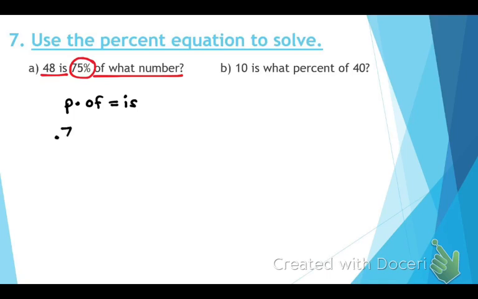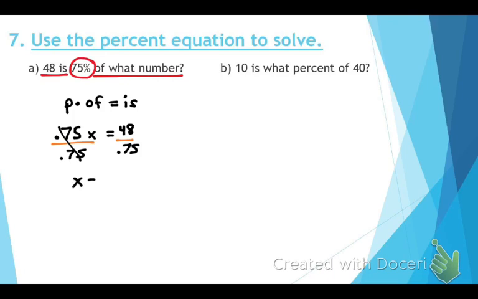Very good. Matthew, what's my of? X. Hope, what's my is? Very good. Amira, how do I get that X by itself? Very good. We're going to divide by 0.75 on both sides. Notice she didn't say by 75. She took the actual number that was there.